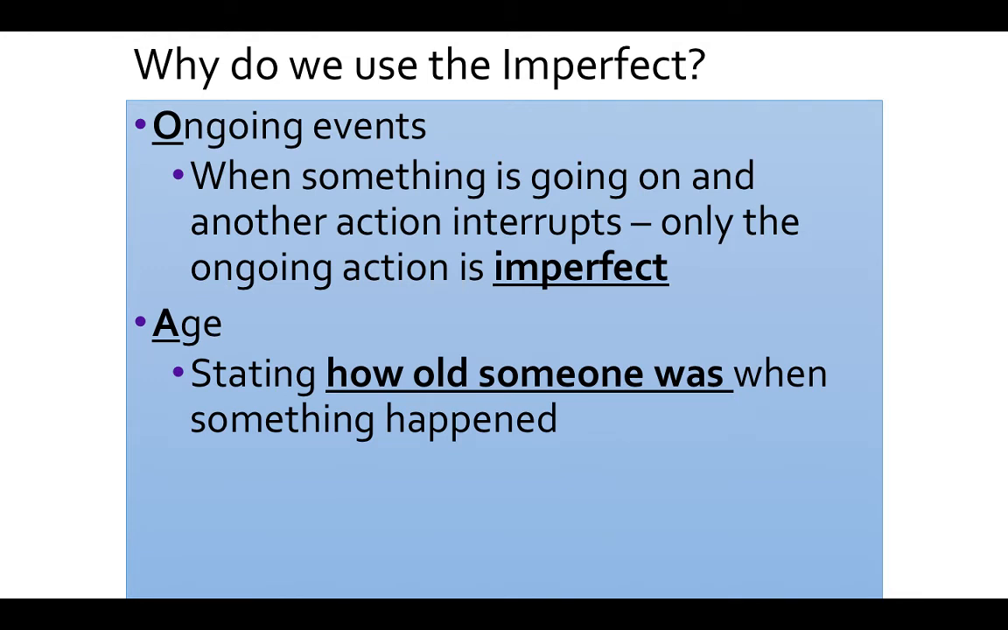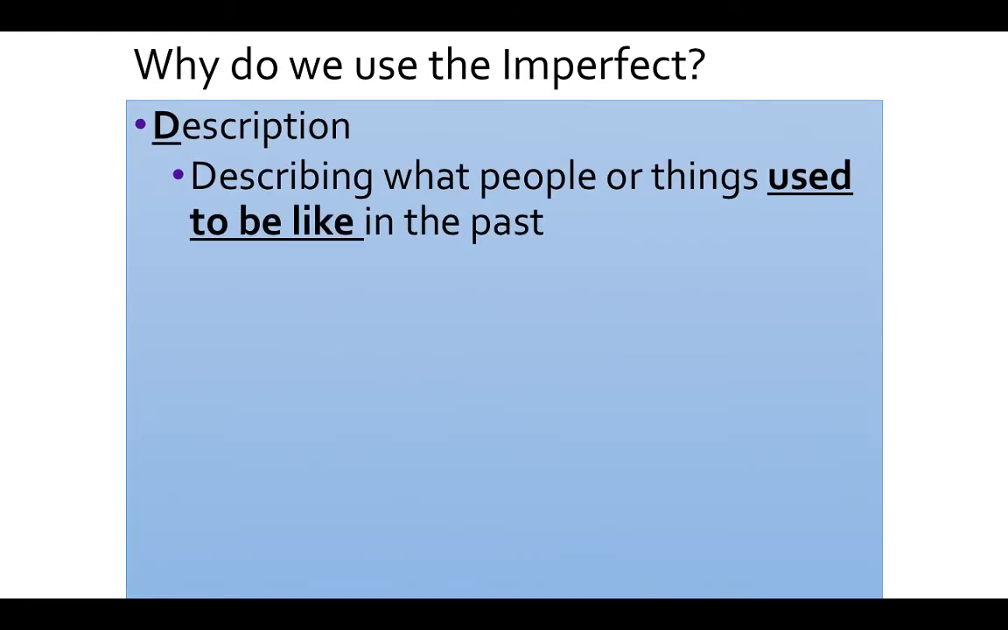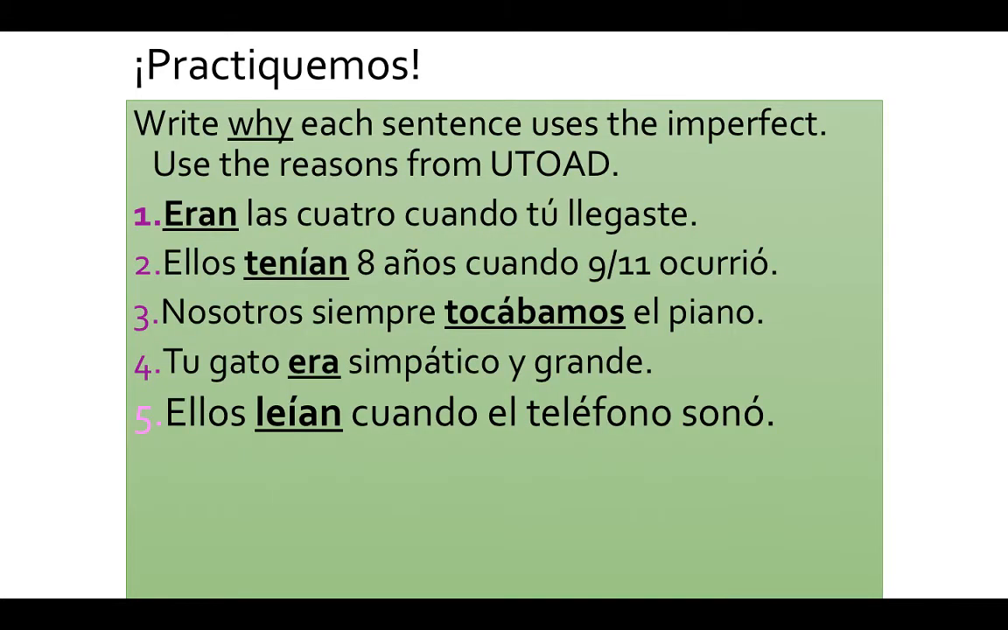So UTOAD, we talked about used to and time, ongoing events. Age is also generally imperfect. So stating how old someone was when something happened, he was 5 years old when they moved to California. He was 5. Tenía 5 años. He had 5 years. And then finally, the D in UTOAD is description, describing what things or people used to be like in the past.